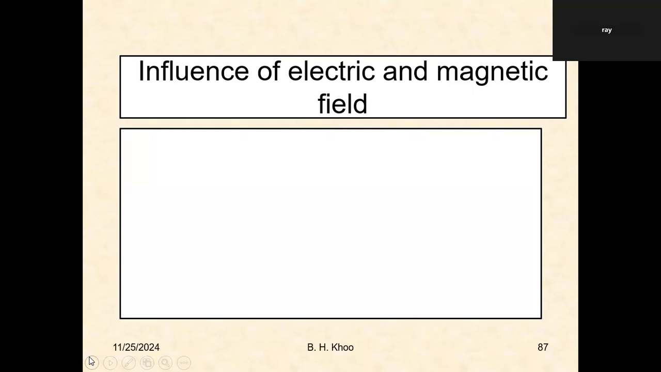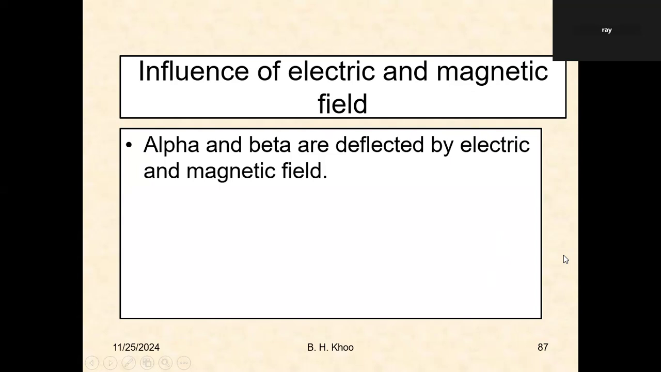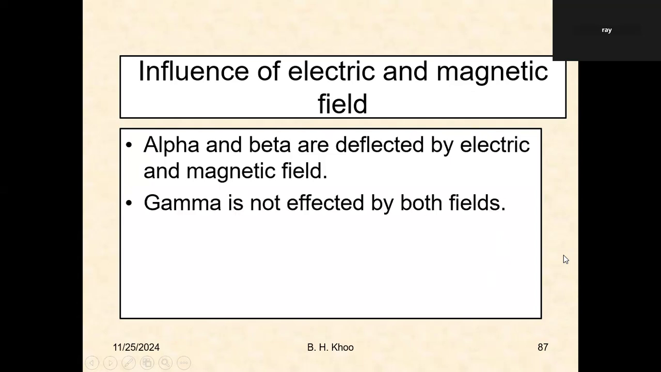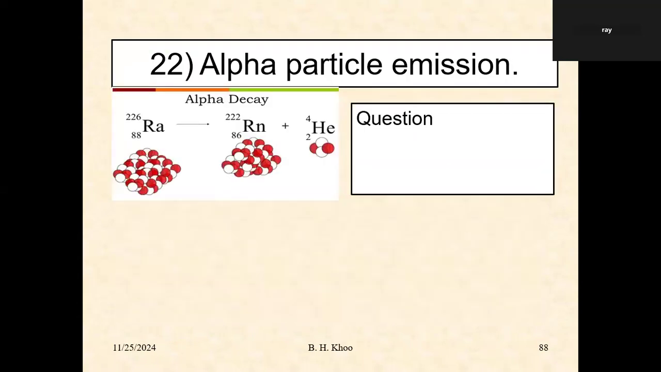Anything? What is the problem? Oh, I learned some before, so I go faster. Alpha and beta are deflected by electric field. Gamma is not affected by magnetic field.